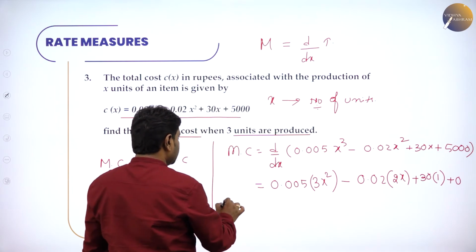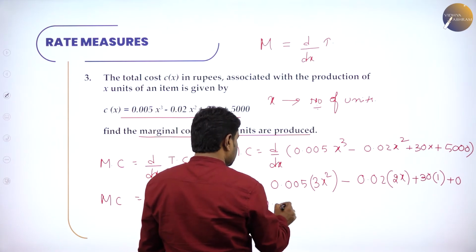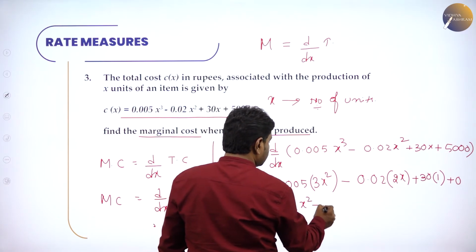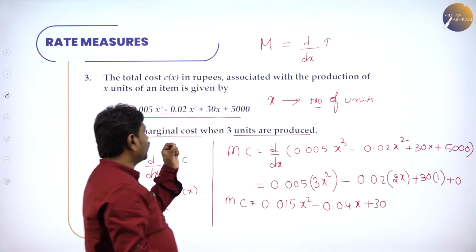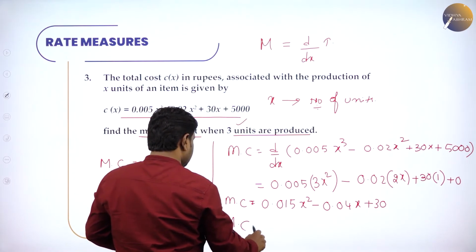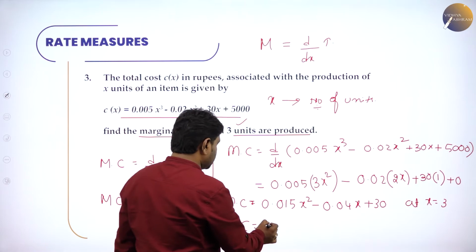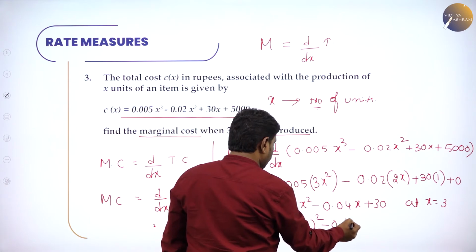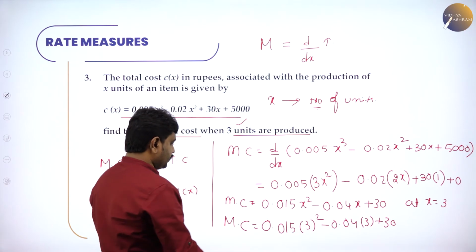So now simplify this. You got marginal cost is equal to, multiply this, it will become 0.015 x square minus 0.04 x plus 30. Now in the place of x, they want you to find marginal cost when 3 units are produced. In the place of x, put 3, because they mentioned in the problem. At x is equal to 3, 0.015 times 3 square minus 0.04 times 3 plus 30. Further simplify this.